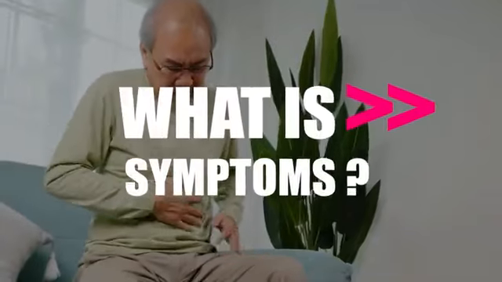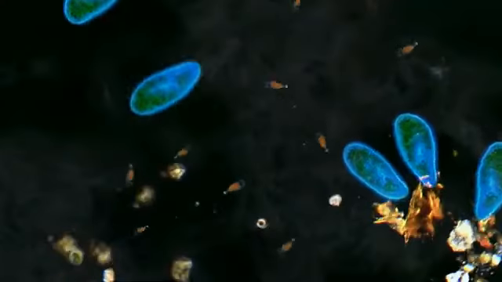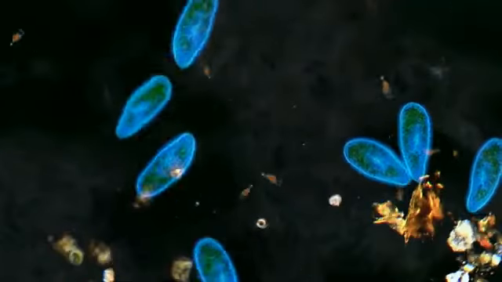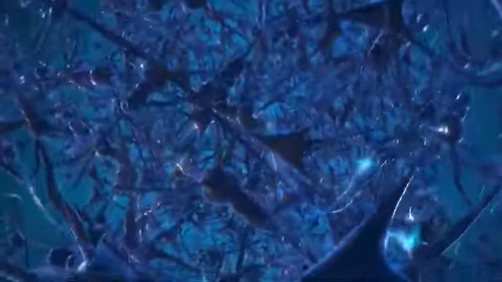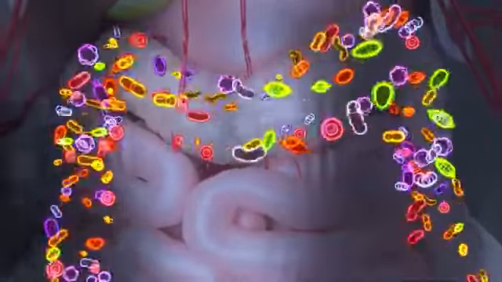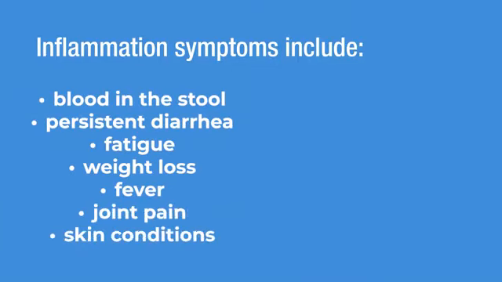Now what are the symptoms? The symptoms of IBD may vary according to the type, location, and severity. People might experience periods when symptoms worsen, or flares, and periods with few or no symptoms, that is remission. Flares may vary in amount, intensity, and duration. The following symptoms are common to both main types of IBD: blood in the stool, persistent diarrhea, fatigue, weight loss, fever, joint pain, and certain skin conditions.